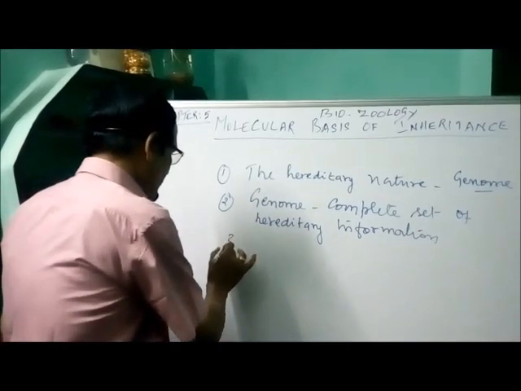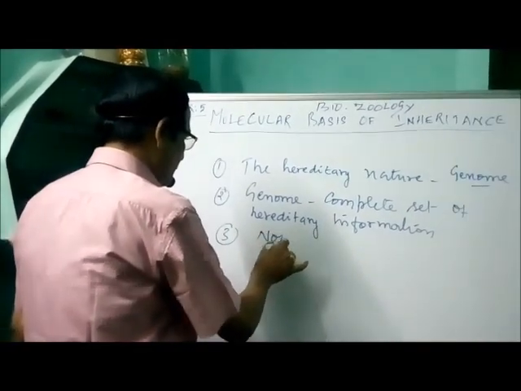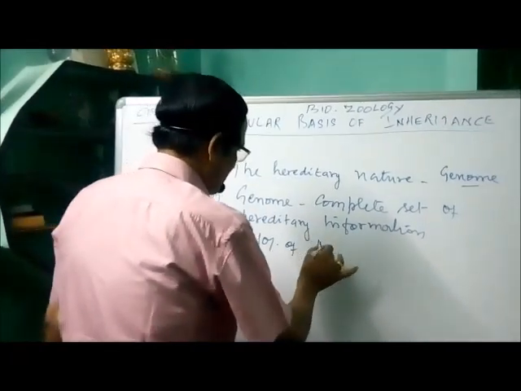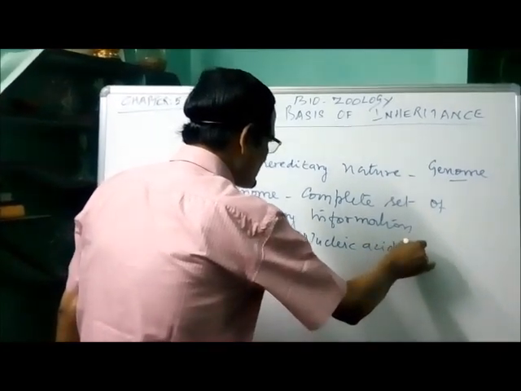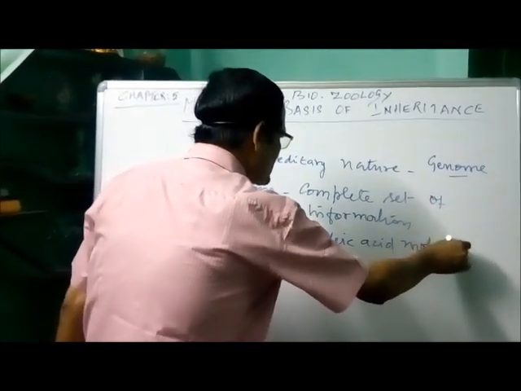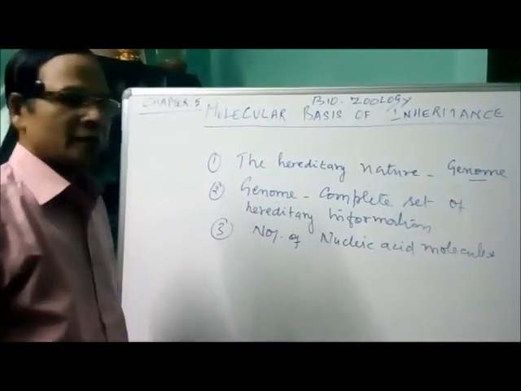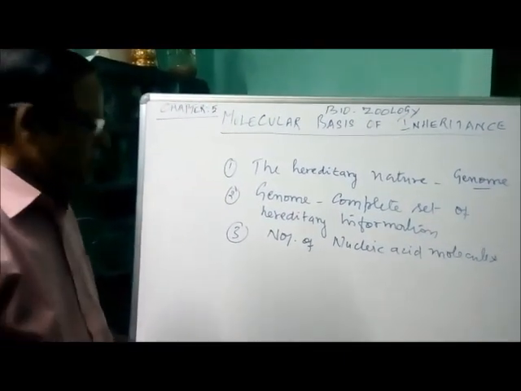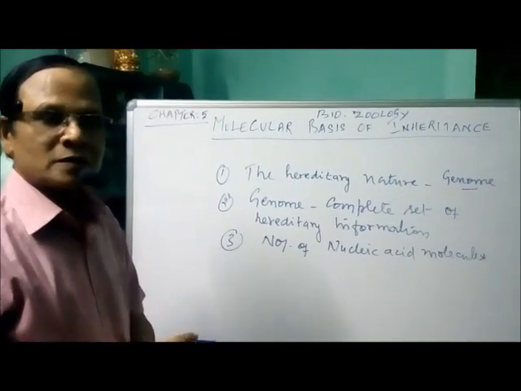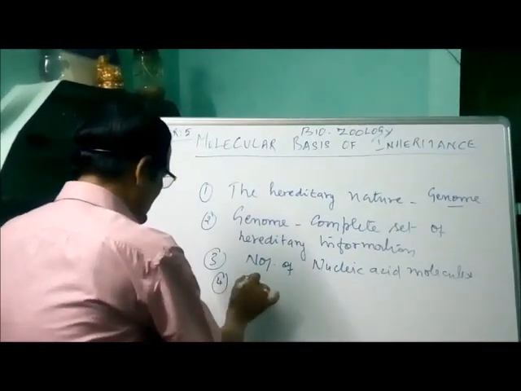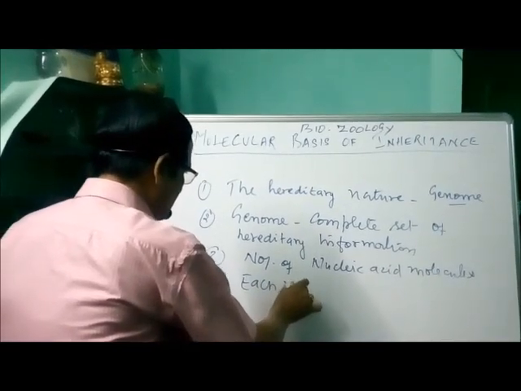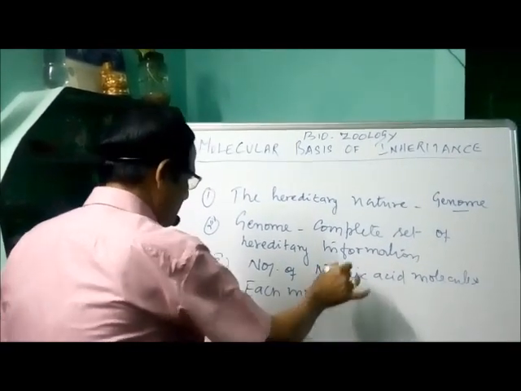Now the genome is divided into a number of different nucleic acid molecules, and each nucleic acid molecule has a large number of genes.